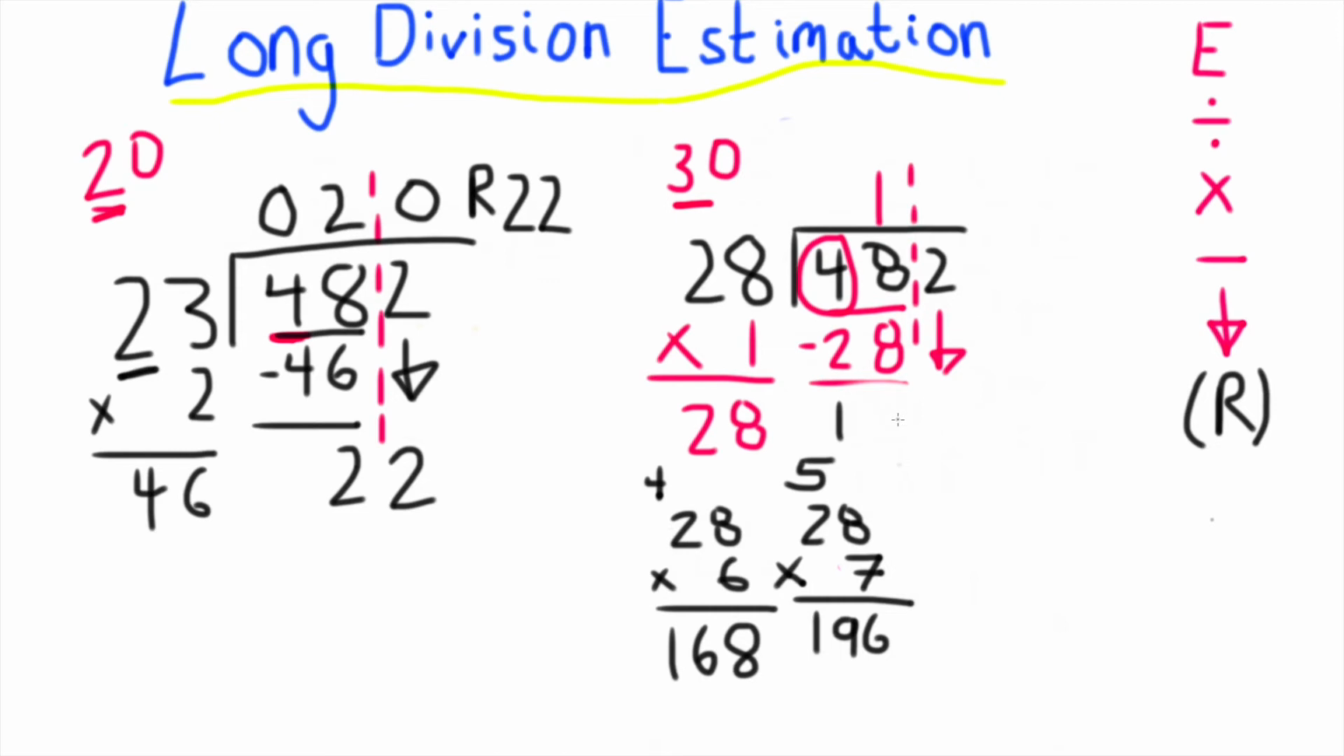28 times 7, let's check it. 56 is that answer. We carry the 5. 2 times 7 is 14, plus the carryover is 19, so it's 196. And, sorry, I erased the remainder. So we're going into 202. We brought down the 2. So 196 is our multiple.